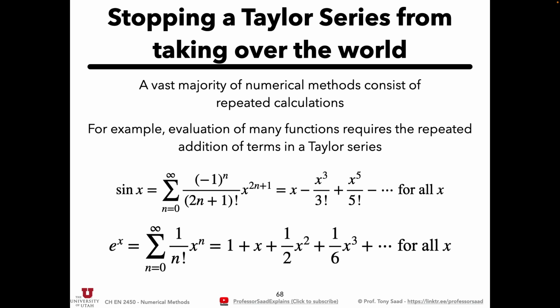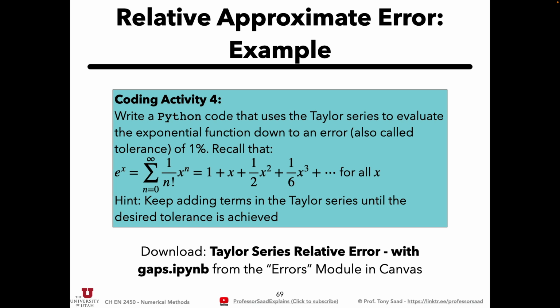So that was your homework assignment, problem 2. Today I will cover the background behind that homework assignment. And the idea is, first we want to write a Python code that uses the Taylor series to evaluate the exponential function down to an error of 1%. So how can we stop this Taylor series from taking over the world if we want to compute e squared or e cubed, or e to the 1.5? Obviously, we cannot add all the terms, but how many terms do you add? 1, 5, 17, 1,000 terms? How many terms do you add?